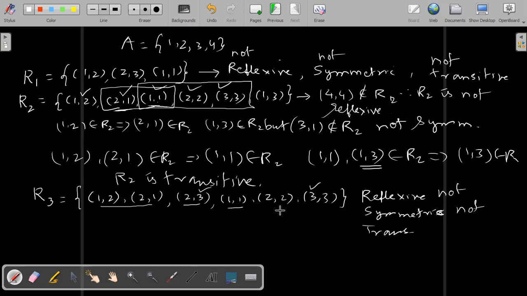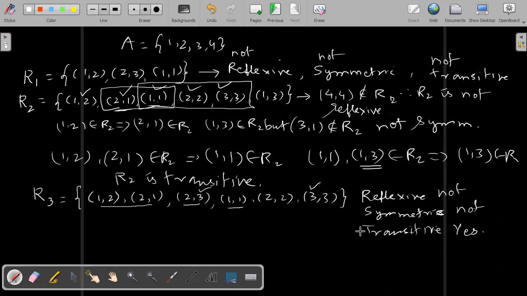Okay, (1,1), (2,2), we are not taking. And (2,1), (1,1), (2,1) will come. (1,2), (2,1), (1,1) will come. So all are here, making the transitivity true. So it is transitive. Okay. So this is transitive but not reflexive, not symmetric.